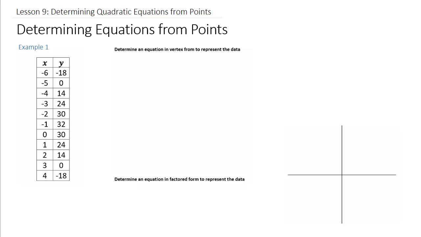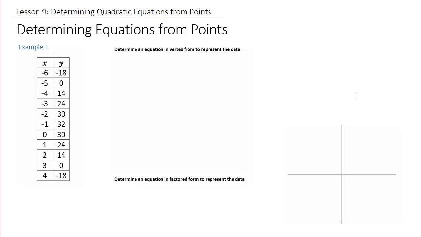Okay, now we're going to determine some equations from points. Really, this again shouldn't be anything new. It's really just overlapping some of the previous lessons. But sometimes when I give students a bunch of points in a table and I say, hey, find the equation of the parabola, people freak out and they're like, I don't even know what to do. All the points and information are sitting right in front of us. It's just sometimes maybe tricky to see.